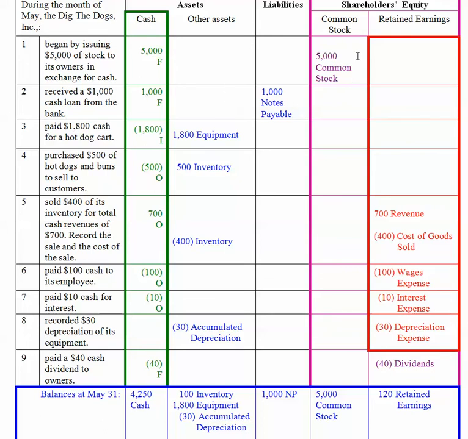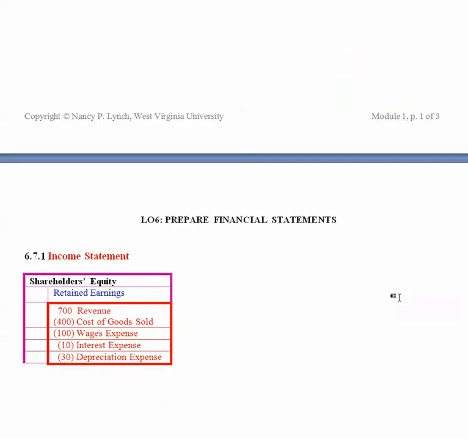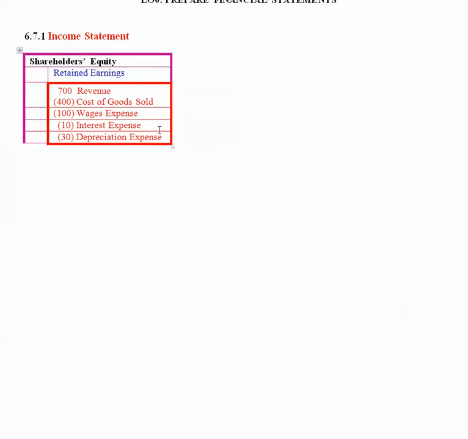The first statement you prepare is the income statement, so that's highlighted here. We're going to take all of our revenues and expenses and put those on the income statement. So let's go through that here. I have condensed that column so it's a little easier to follow. But here are all our revenues and expenses.